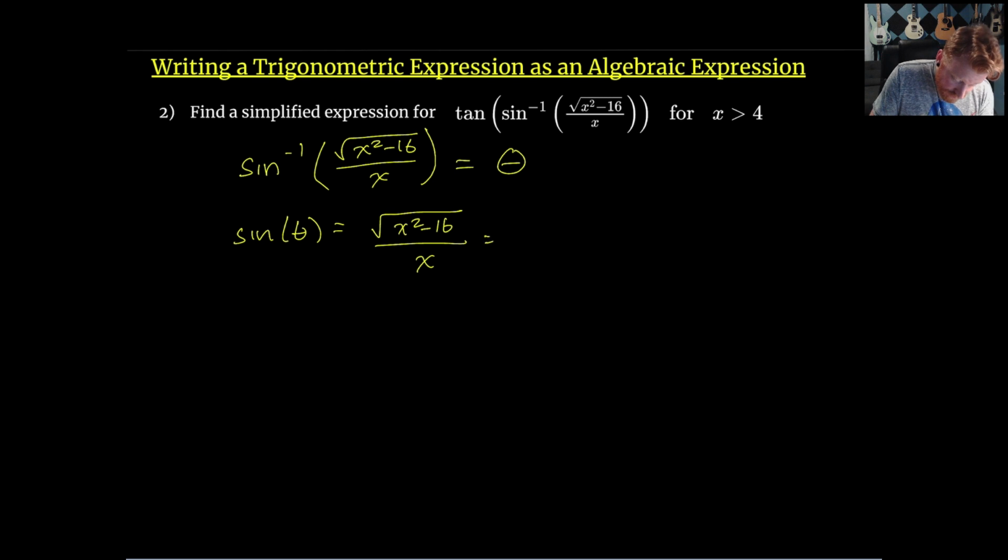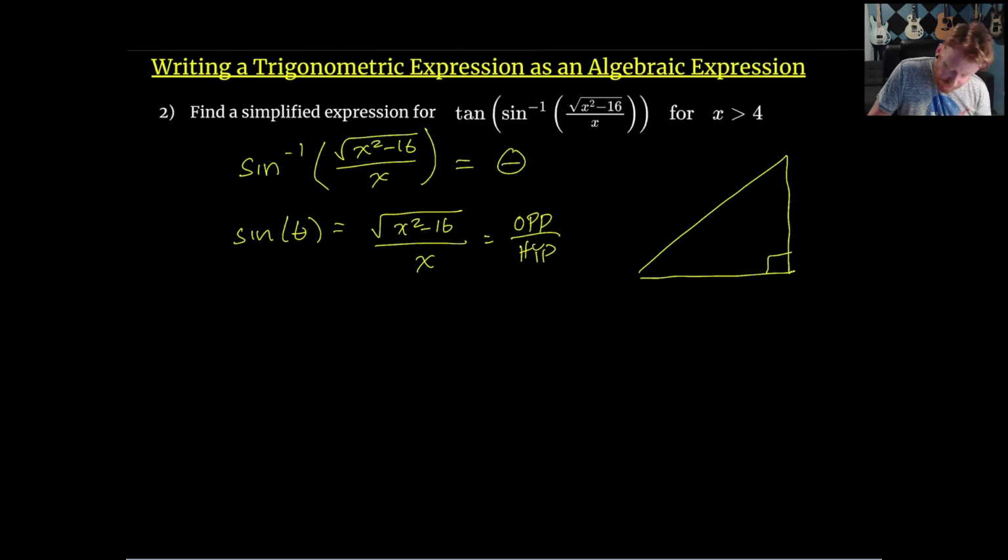And I also know that the sine is this ratio of the opposite over the hypotenuse. So we're just going to drop in a right triangle here. So not a unit circle, but just a right triangle here. And I know that if this is the angle theta that we are interested in looking at, then the opposite is going to be the square root of x squared minus 16, and the hypotenuse is going to be x.